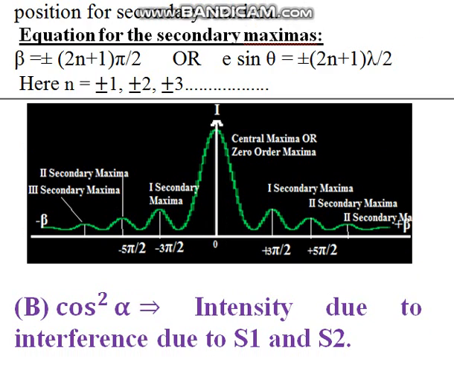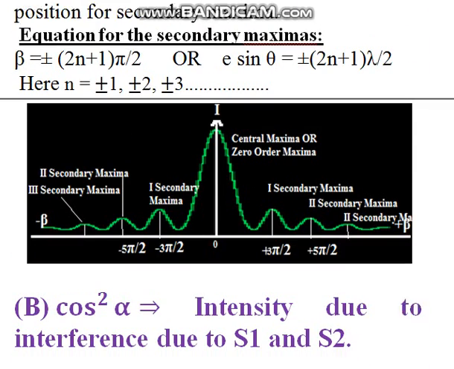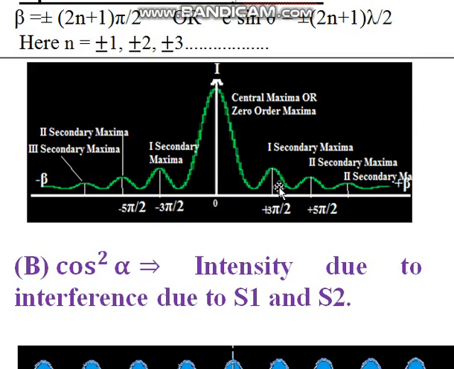Here you can again see the maximum points. The first maxima is obtained at beta equal to 0. This is known as the central maxima. And then the maxima nearby the central maxima is at plus 3 pi by 2. So the next one is the first secondary maxima.